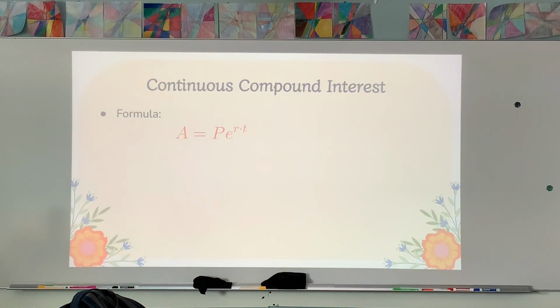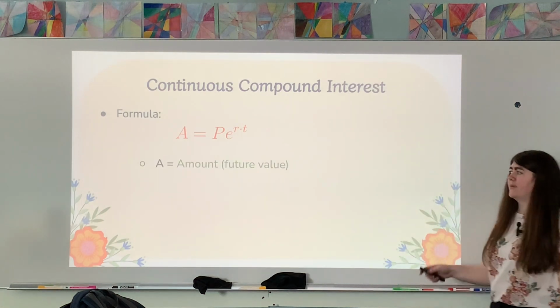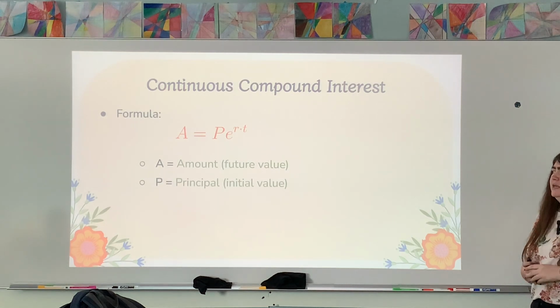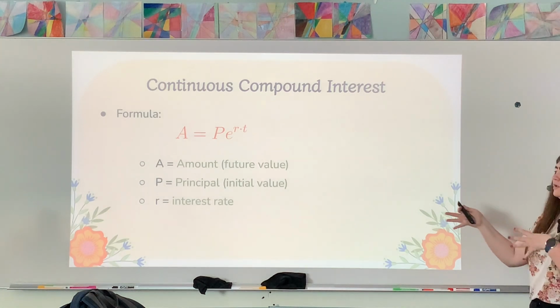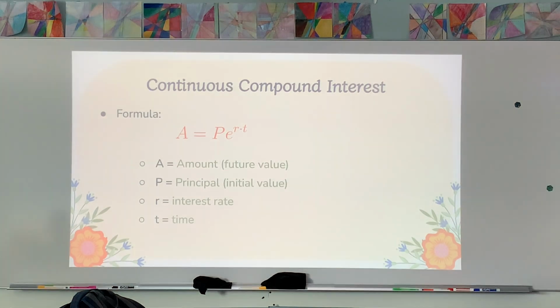All right, continuous compound interest. The formula, we have A equals P times e to the power of r times t, where A is equal to the amount, just like before, the future value. P is the principal or the initial value. e, we should know, r is interest rate, and t is time.